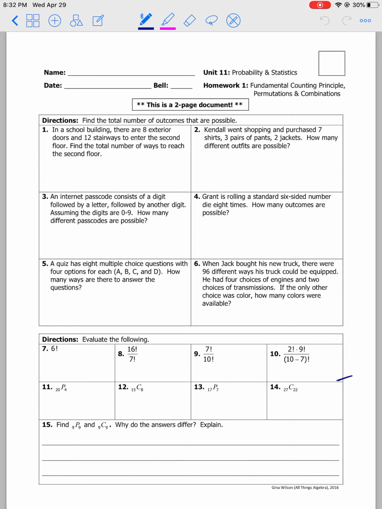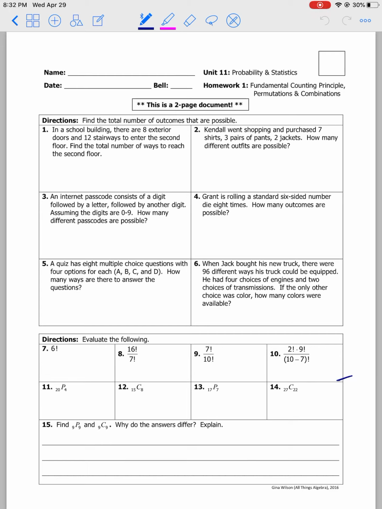So the first set of questions, 1 through 6, are on the fundamental counting principle. Again, that's when you're figuring out how many possible options or decisions you have based on how many decisions you have to make, how many sub decisions within that decision, and then how many options you have for each decision.